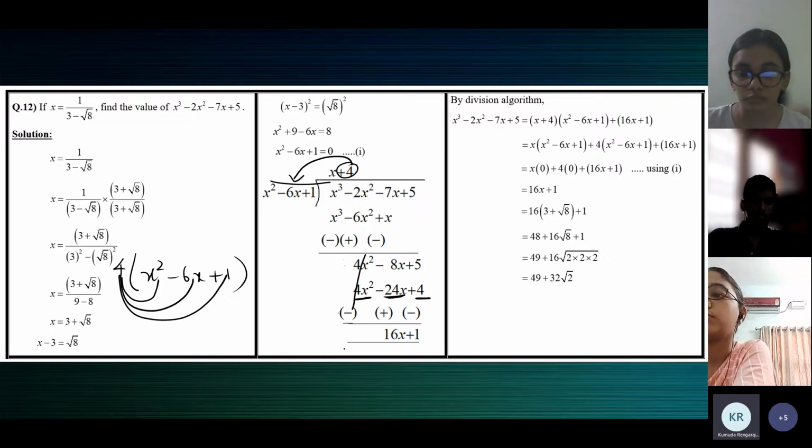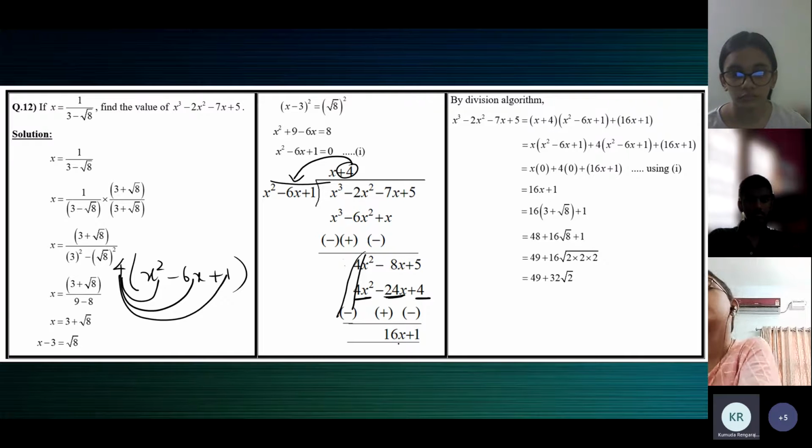4x² minus 4x². Change the signs, of course, children. Change the signs. 4x² minus 4x² cancels. Minus 8x plus 24x plus 16x. 5 minus 4 is 1.